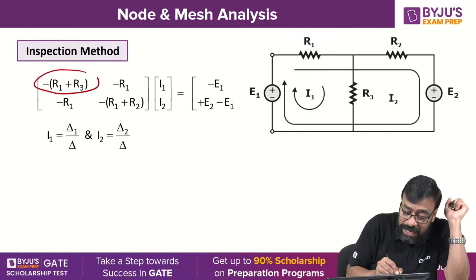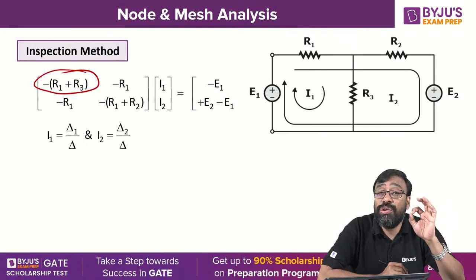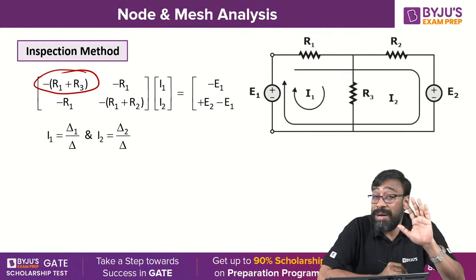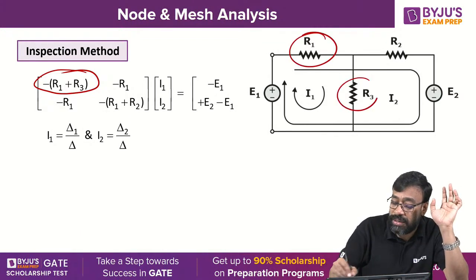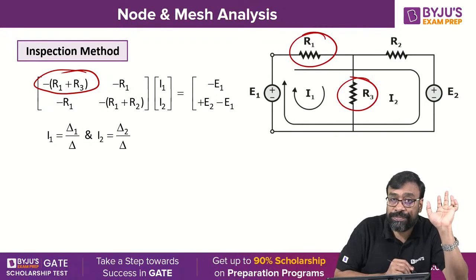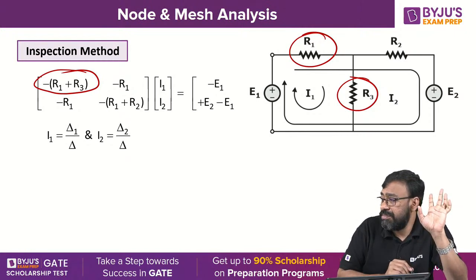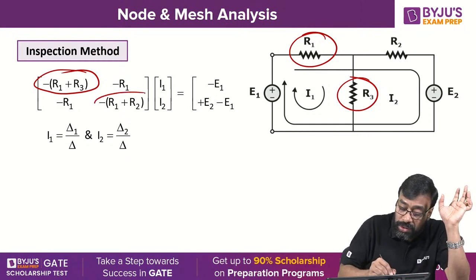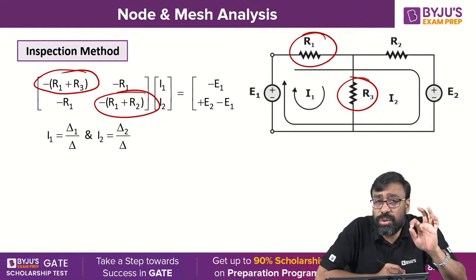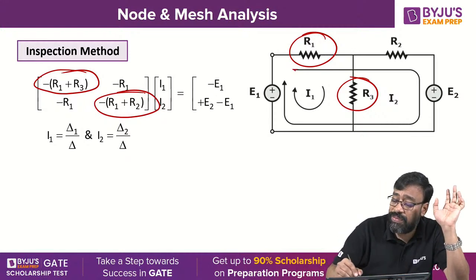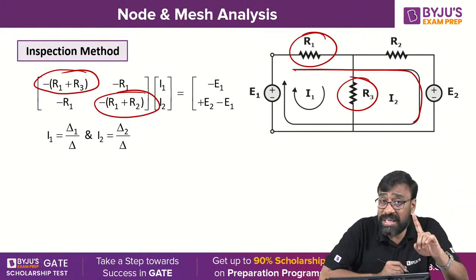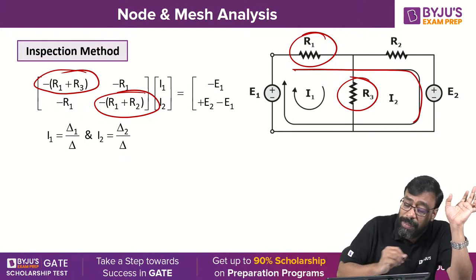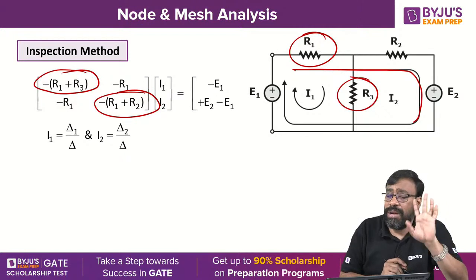First, one element. One element means elements belonging to the first loop, not elements belonging to only the first loop. Passive elements: R1 and R3. That's why it is R1 plus R3, and the negative sign is the predefined sign. Clear? Two element: elements belonging to the second loop, R1 and R2. That's why the negative sign, already predefined. R1 plus R2. Now the common element between the first and second loop, a passive element.